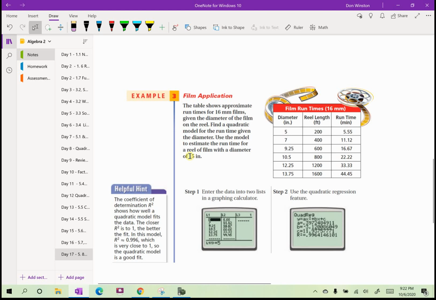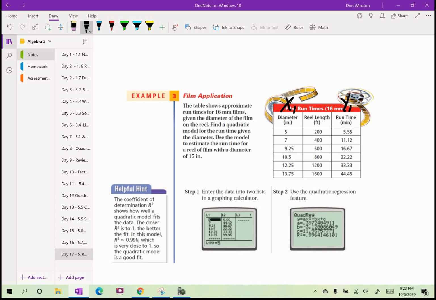So given the diameter of the film, the diameter is your independent variable. And runtime depends on the diameter. Well, that would make sense, okay? The larger the diameter of the reel, the longer the runtime should be. That would make sense. So what I want you to do is review the video, go through this.